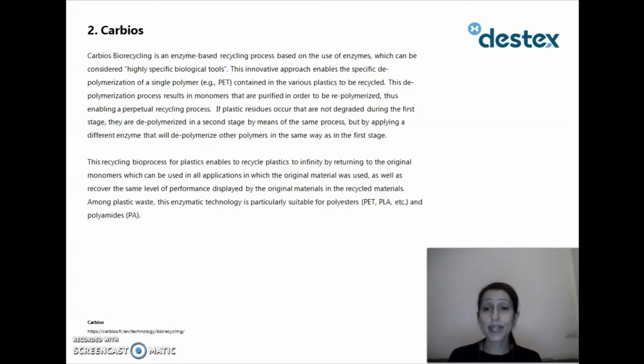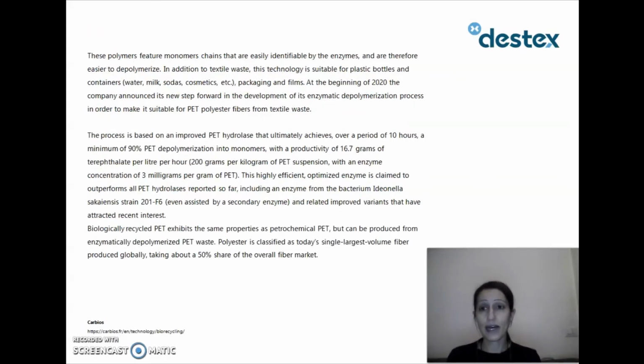Among plastic waste, this enzymatic technology is particularly suited for polyesters and polyamides. These polymers feature monomer chains that are easily identifiable by the enzymes and are therefore easier to depolymerize. In addition to textile waste, this technology is suitable for plastic bottles and containers, packaging and films.